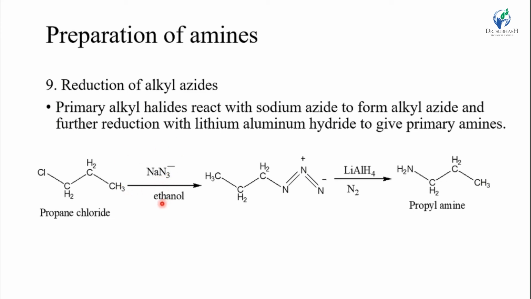Okay, in the presence of ethanol, making the alkyl azide, N3 minus is present here, so the alkyl azide group. Further reduction with lithium aluminum hydride, and the N2 group is removed because one amine group is attached here, so here 2 N are removed. Then this is propylamine, this is a primary amine.